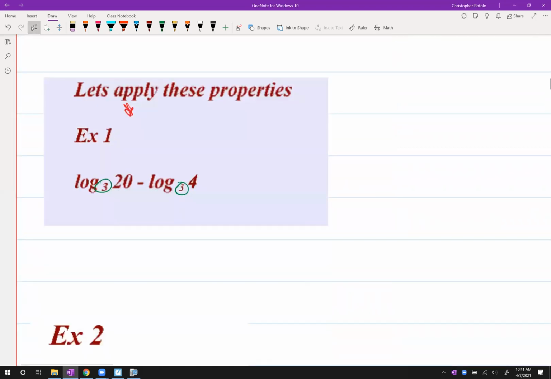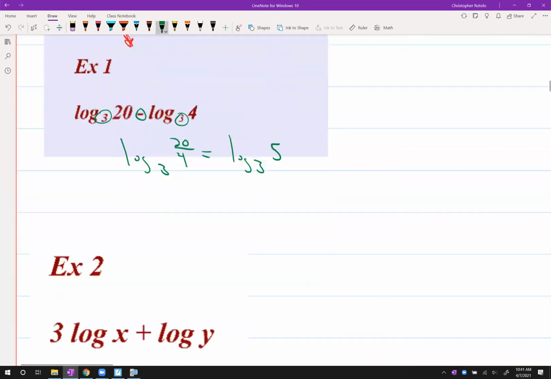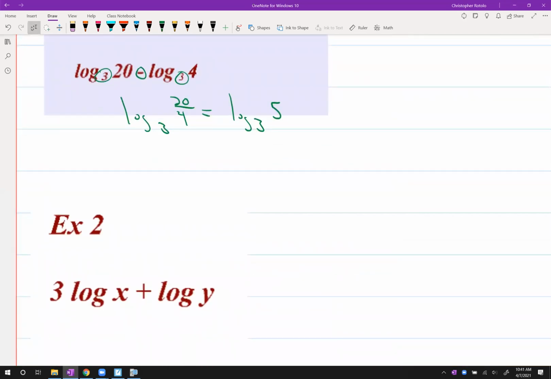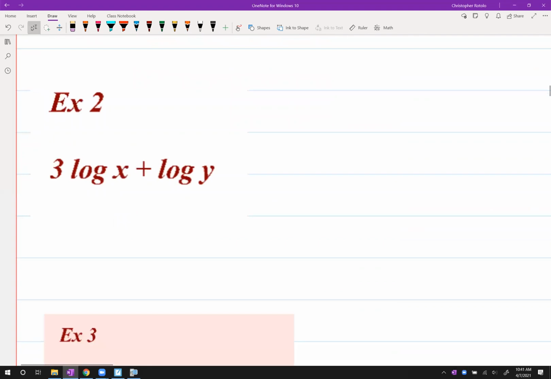All right, so if I see a big old minus sign in here, this should be log base 3 of 20 divided by 4, which is log base 3 of 5. Now, as we do this a few times, you're probably going to skip that step in the middle if you want to. Now, it kind of works like the order of operations. So I know that at some point I'm going to multiply because I see this addition. But before then, I'm going to check for any coefficients.